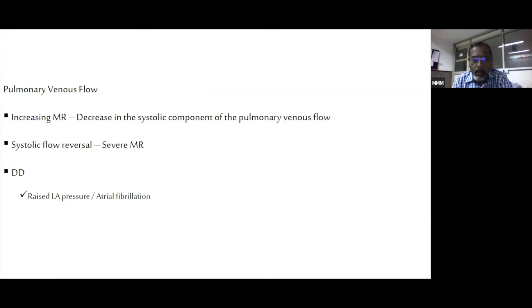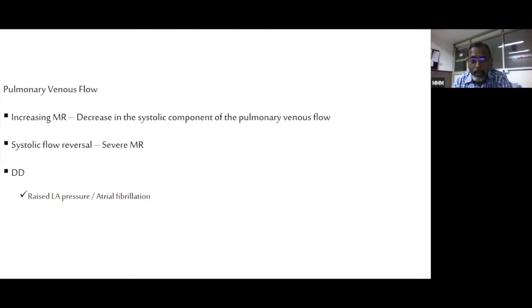Next important evidence is the pulmonary venous flow. Whenever there is an increase in MR, there is a decrease in the systolic component of the pulmonary venous flow. So slow blunting of the systolic wave happens, and when the MR is very severe, you can have a systolic flow reversal. But we have to be very careful that it is not a single eccentrically directed jet streaming into one single pulmonary vein and causing the systolic flow reversal. So it is always better to measure in multiple pulmonary veins whenever feasible.